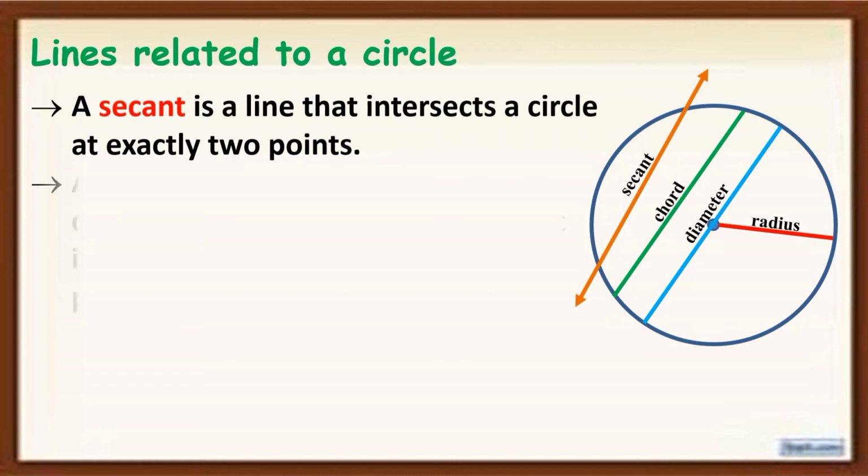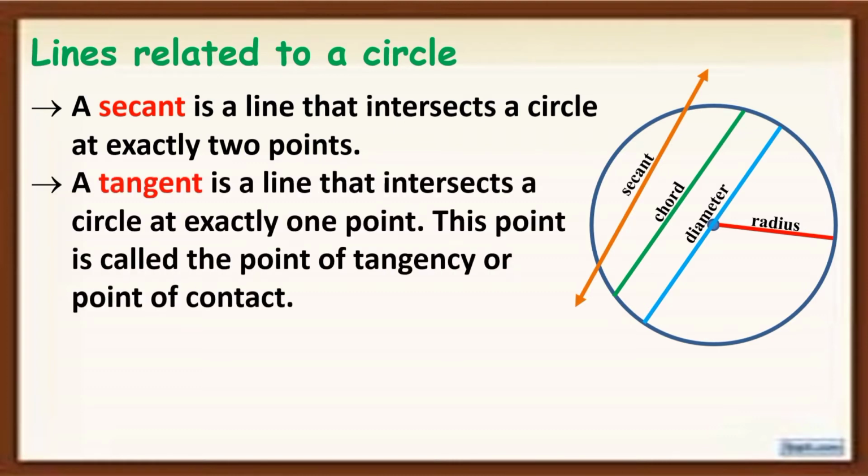Next is a tangent. A tangent is a line that intersects a circle at exactly 1 point. This point is called the point of tangency or point of contact. So this one is an example of a tangent.